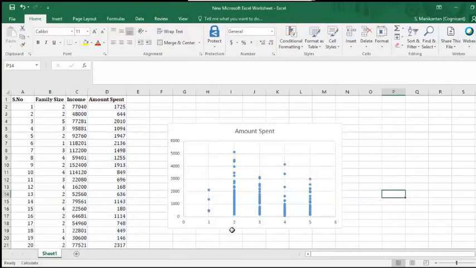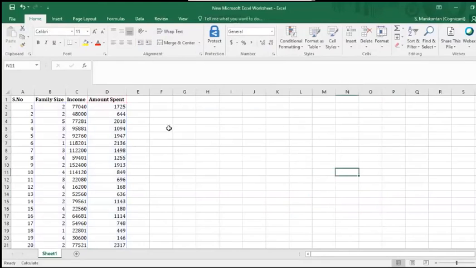There seem to be a number of families with family size 2 whose spending far exceeds 3000. While surprisingly for family size 5, there is no spending above 3000, it's all below 3000 only. So looking at this, we can conclude that there is no linear relationship between family size and amount spent. Okay, so let's take a look at the relation between income and amount spent now.